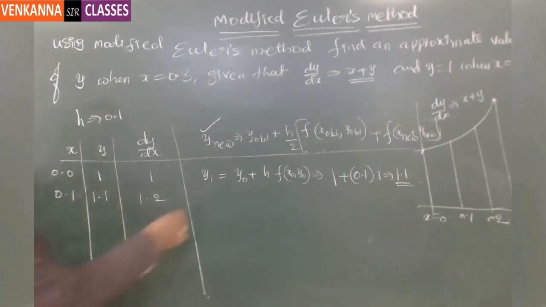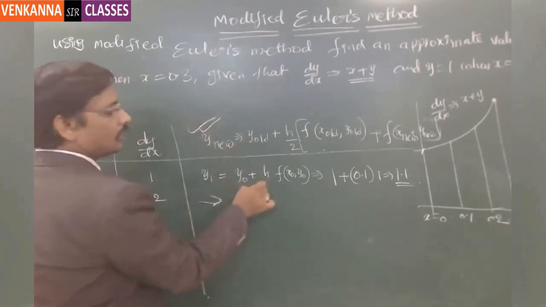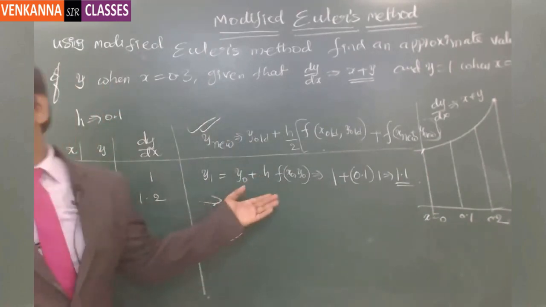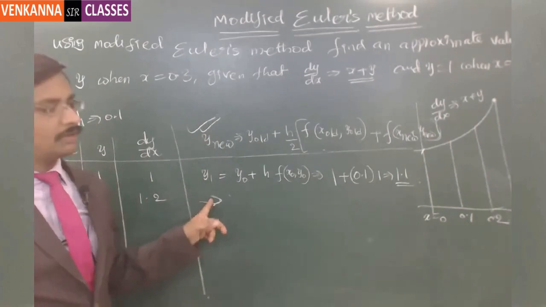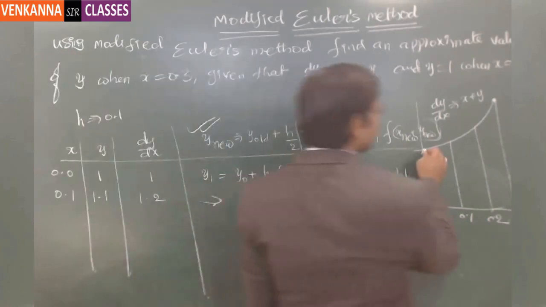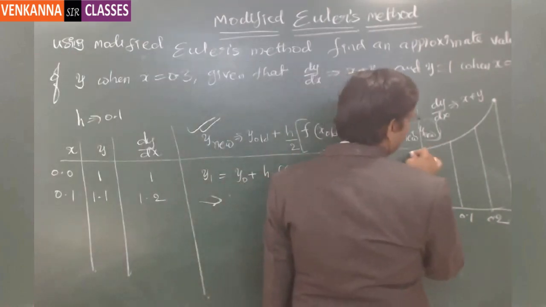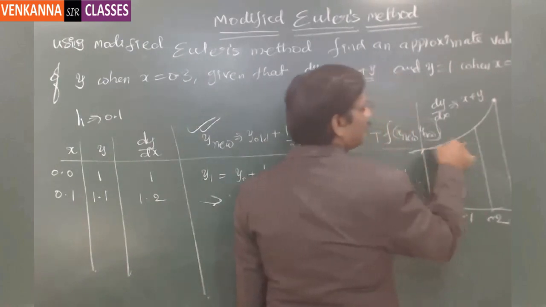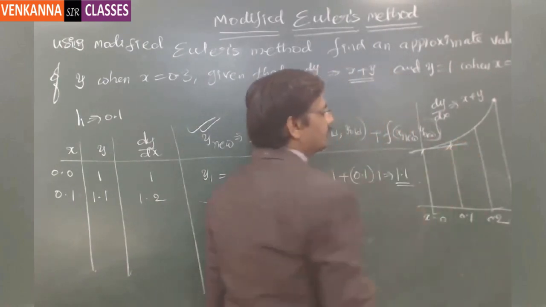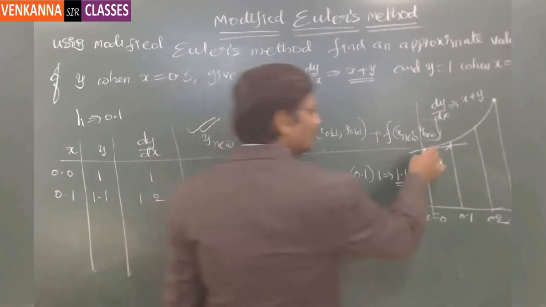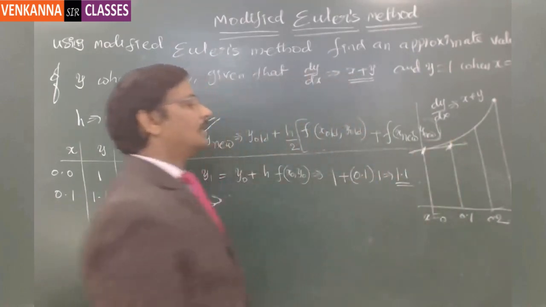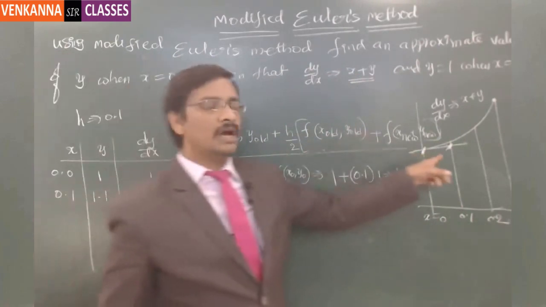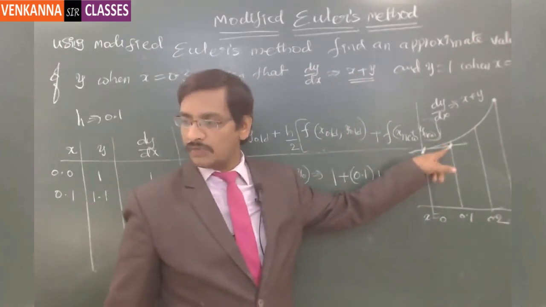See this, for the second one you have to use this formula, not this one. This is only for the first iteration. For the rest of the iterations you can use only this formula. What we are trying to do here is, you have drawn a tangent and it cuts here. Now in the second step, you take the slope from here and the slope from here, take the average of those two, and use that average slope to calculate a better value of y here itself.